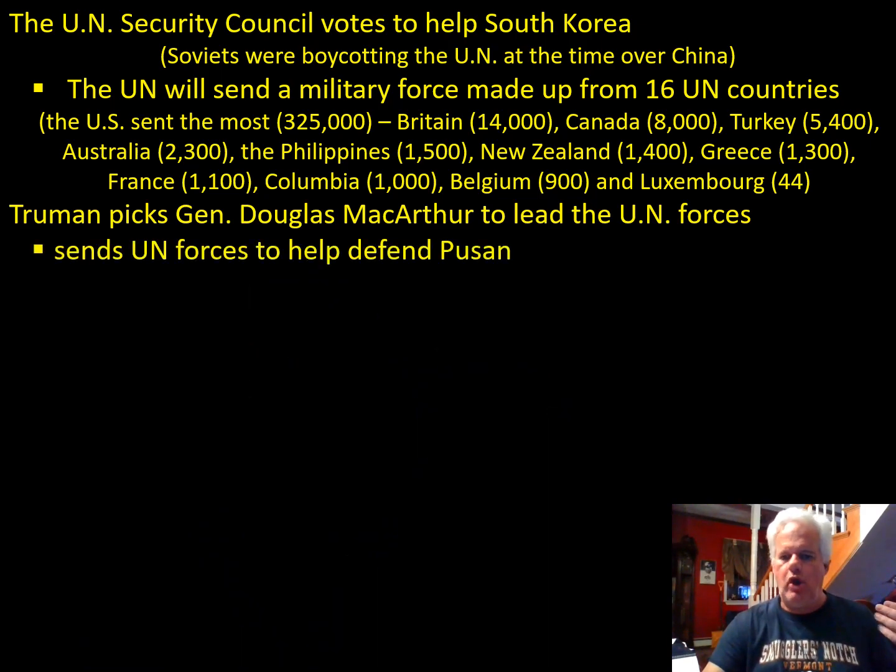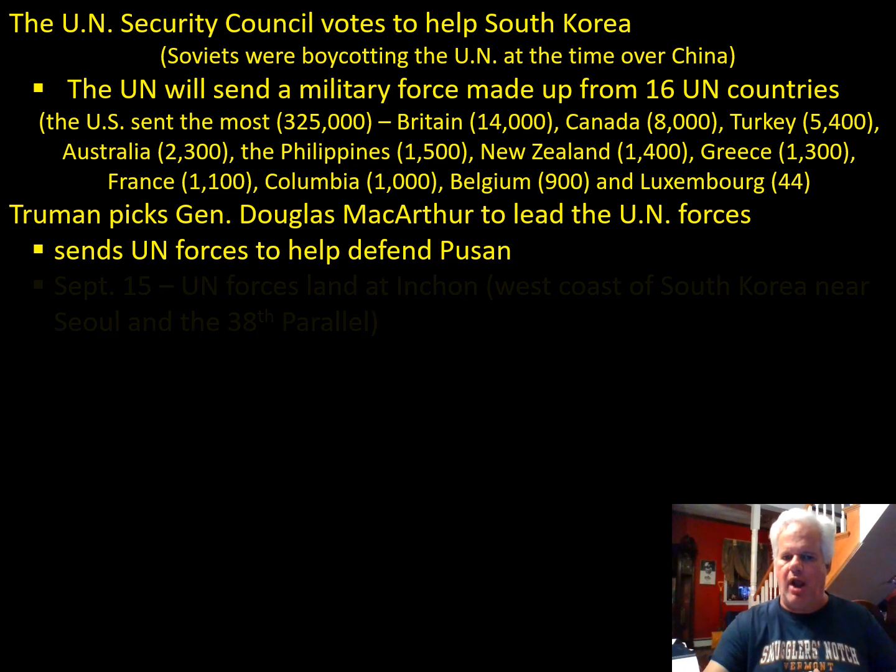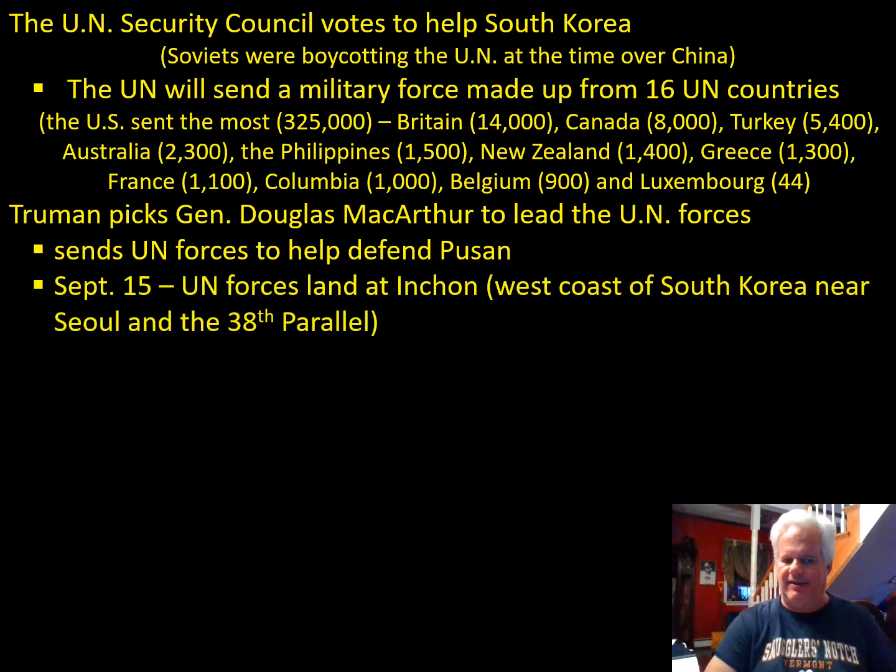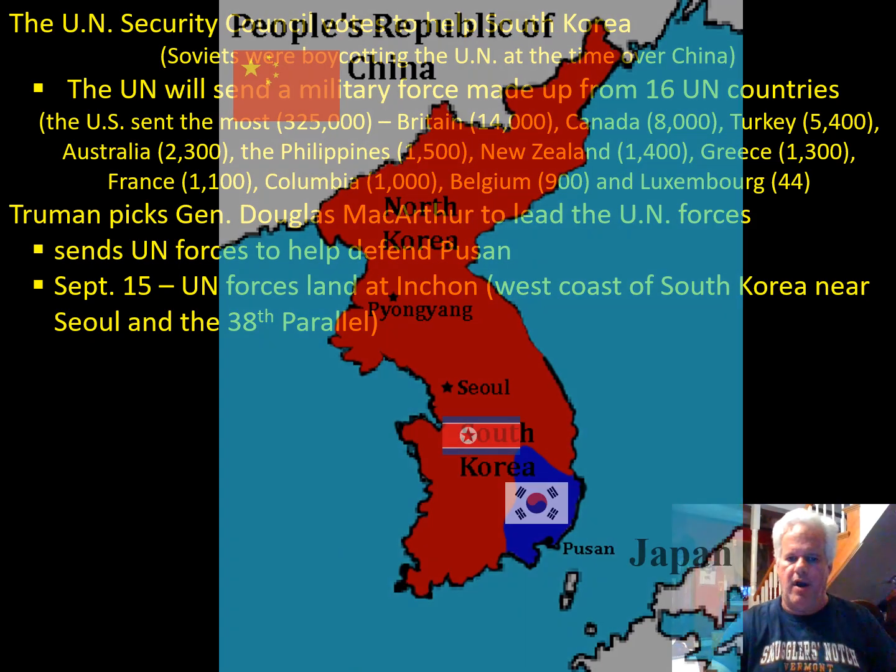Now, when the UN forces get to Pusan, MacArthur realizes that it's a really bad situation. They're trapped with their backs to the sea. So he pulls off an incredible military maneuver. He sends troops outside of Pusan, around the Korean Peninsula, onto the west coast of South Korea, at Incheon. So on September 15th, UN forces landed in Incheon, which is near Seoul in the 38th parallel, further north than Pusan. All right, let's show you here on the map.